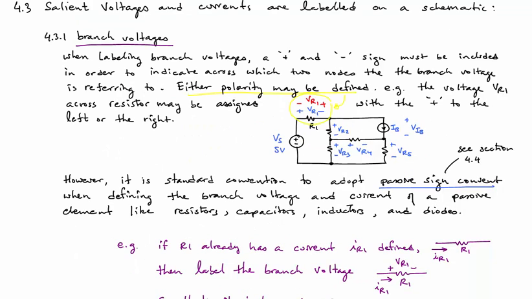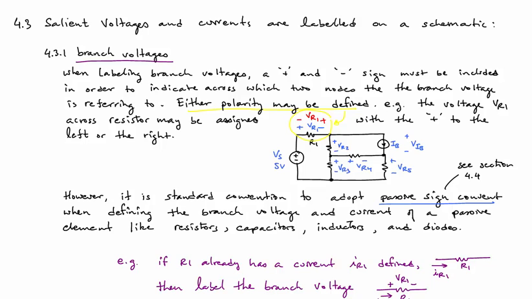Okay, let's look at voltages and currents on a schematic. So we're going to look at branch voltages and branch currents, node voltages and node currents. Here I have a sample circuit drawn where I have labeled branch voltages. They are labeled in blue. And I have 4 or 5 resistors, R1 to R5, and I've labeled a voltage across each one of those.